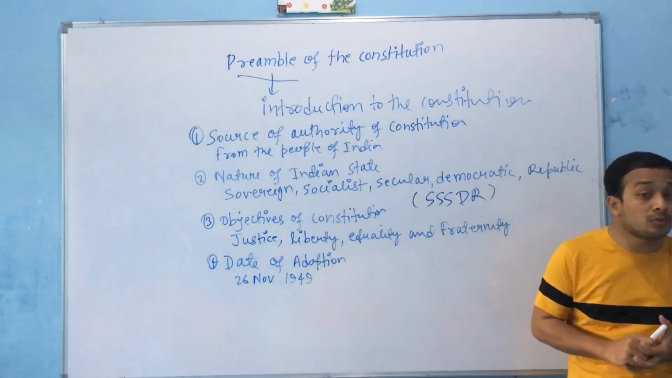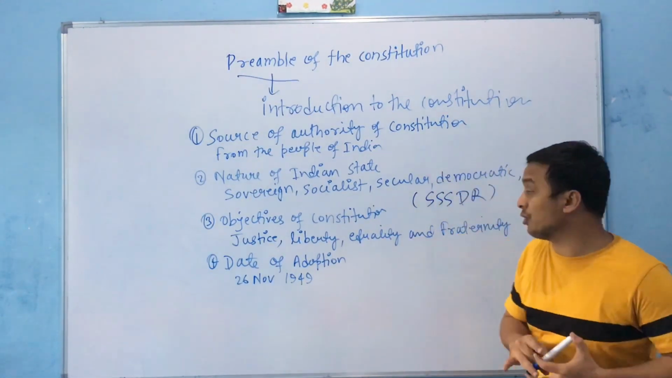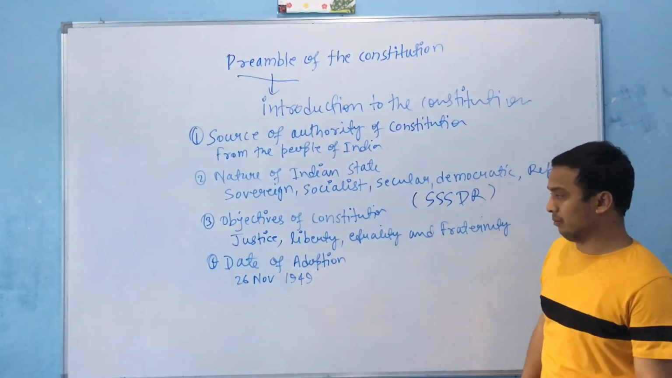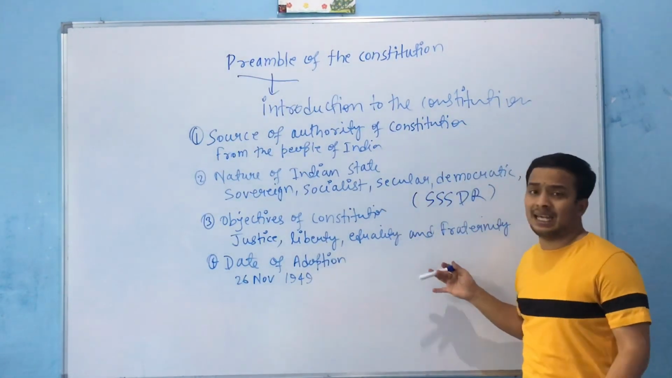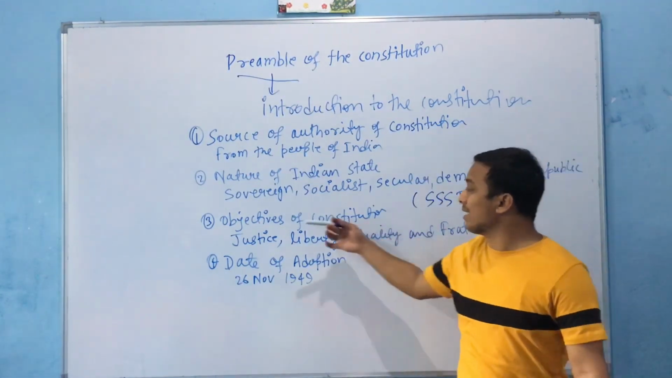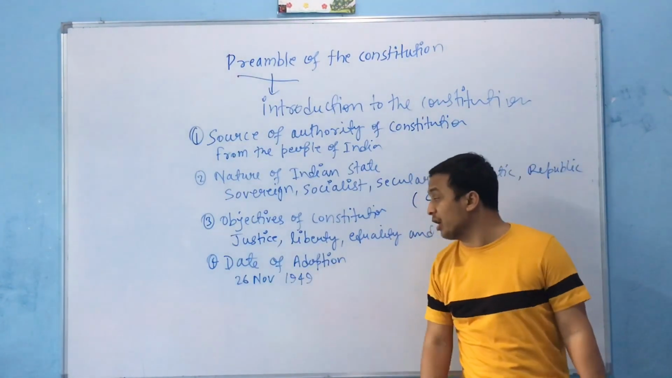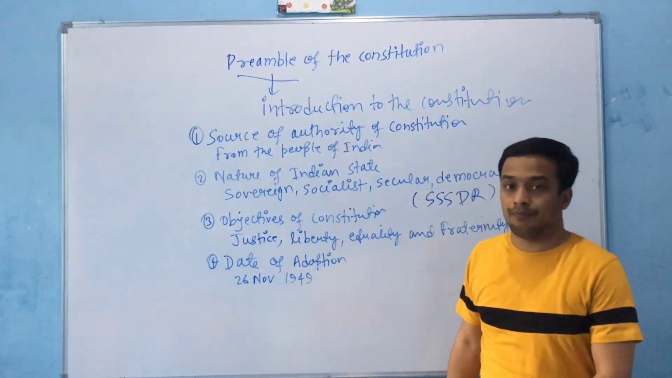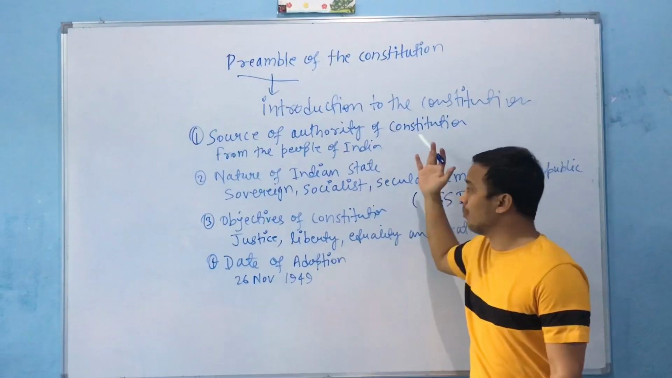What are the objectives of our constitution? It has been written in preamble that objective of the constitution is justice, liberty, equality and fraternity. Justice: social, economic, political; liberty, freedom; equality, okay, and also fraternity, brotherhood. Okay, got it? So these are the objectives of the constitution. And date of adoption, 26 November 1949. Okay, so ये preamble के बारे में है. Okay, these are the contents of the preamble, you can say.